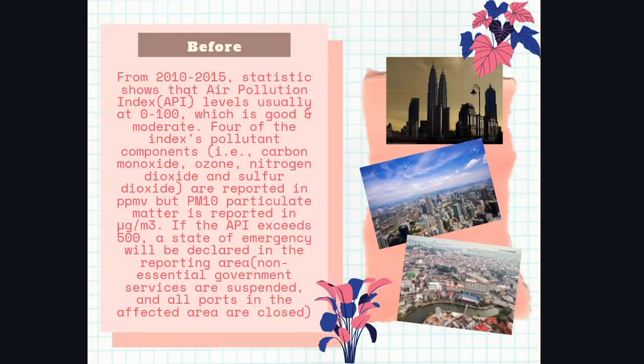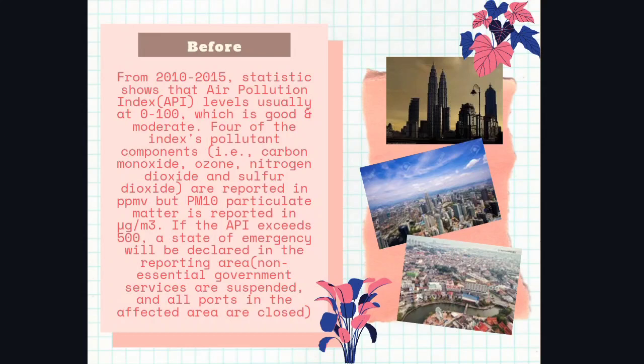From 2010 to 2015, statistics show that the air pollution index level, API, was usually around 0 to 100, which means good or moderate. The four components in the index pollutant include carbon monoxide, nitrogen dioxide and sulfur dioxide, and they were reported in ppmv, but PM10 particulate matter.